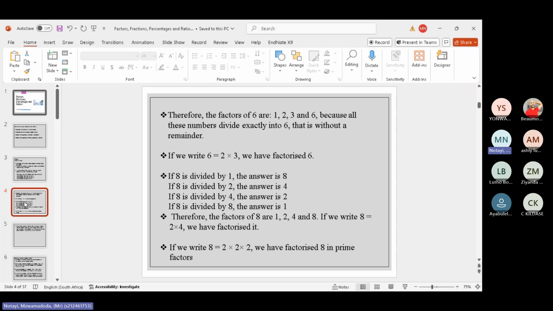If we write 8 is equal to 2 times 4, that is, we have written 8 in its factors, meaning we have factorized it. If we write 8 is equal to 2 multiplied by 2 multiplied by 2, that is 2 multiplied by itself 3 times, we have factorized 8 in prime factors. So we have written 8 in its prime factors.